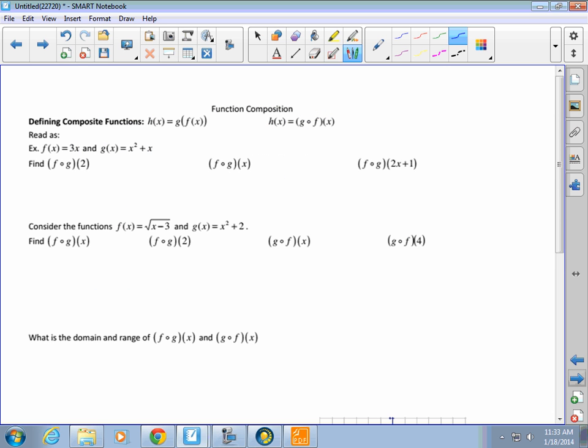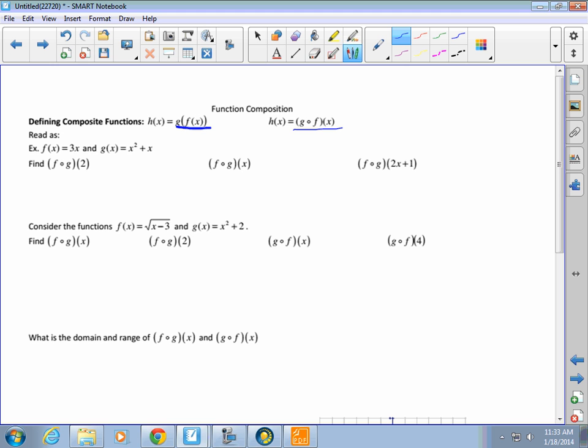Okay, so just a few more examples on doing function composition. Remember, when they're asking a question, find the g of f of x, it can be written in this way for function composition, or it can be written this way with that dot in there. So f(x) is equal to 3x, and g(x) is equal to x squared plus 1.